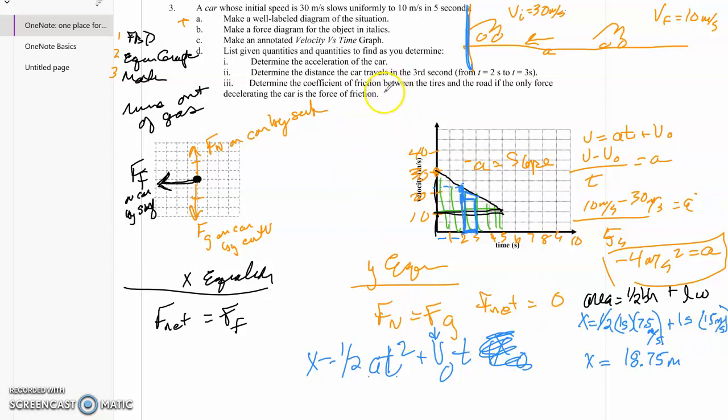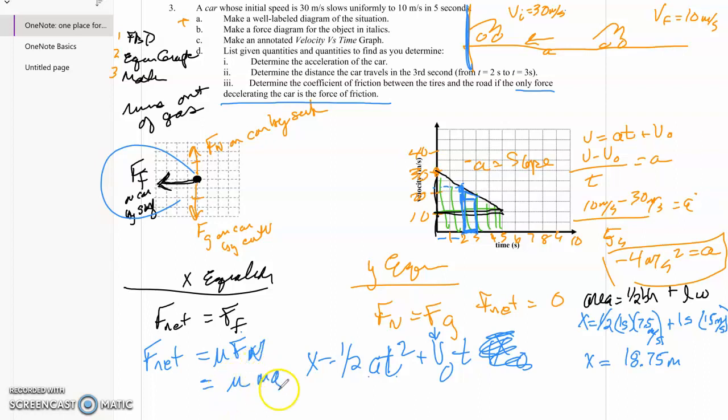Okay, let's see. Coefficient of friction between the tire and the road. If the only force decelerating the car is the force of friction. So if I read through the whole problem, then that would explain why I chose to do it like that. So coefficient of friction, I would just say that we know that force of friction is the only net force, right? So we can say F net equals force friction. It equals mu force normal. That's an N. It equals mu, which is what we're looking for, times mg.